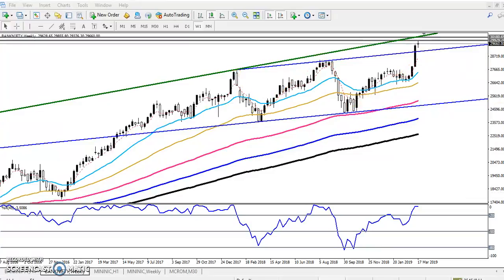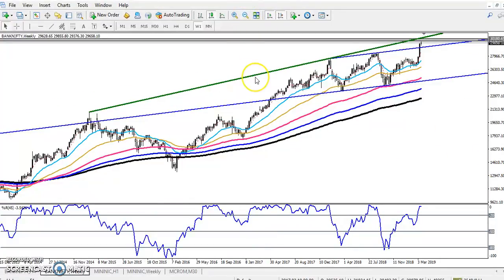In that case I am using two tools here to find the resistance level. One is the trend line. Here you can see this diagonal resistance line I drew. I connected the previous higher point and the next higher point, two higher points connected, and we can see this is a resistance line, right?